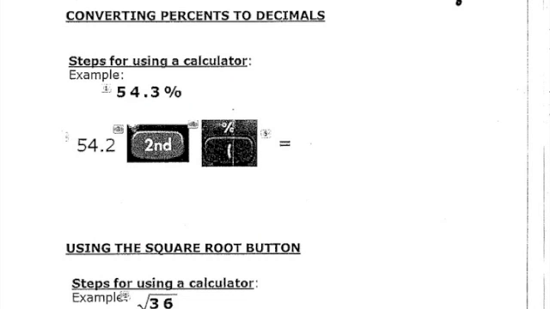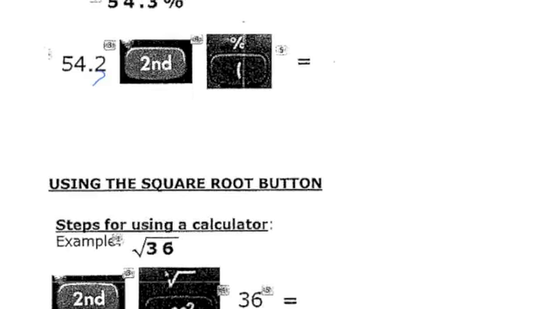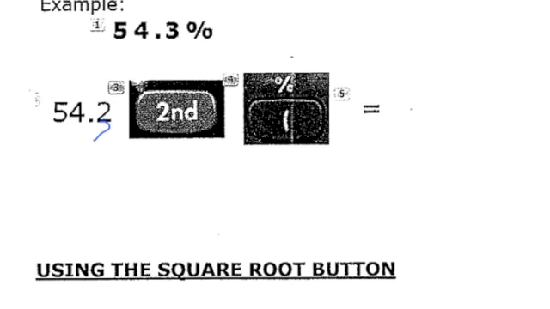Alright, now we're going to talk a little about converting percents to decimals. This is pretty easy. We're going to use our calculator again. For some reason I made another typo, so go ahead and change this 54.2 to a 54.3. Go ahead and make that change real quick. So up here in our example 1, we have the example 54.3%, and we want to change that to a decimal.